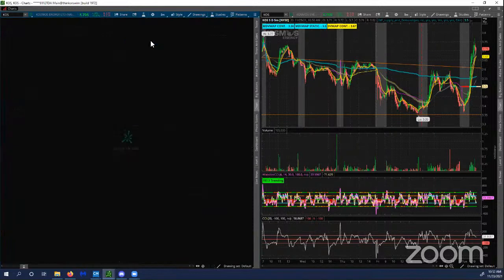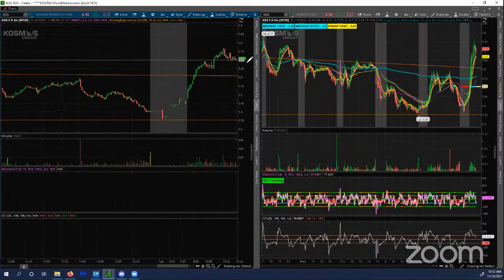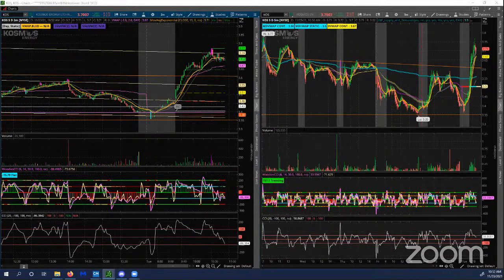So that might be something worth watching for long term, if this doesn't turn into a head and shoulders and then break below and then turn into that 4th retest of that area on the daily chart.